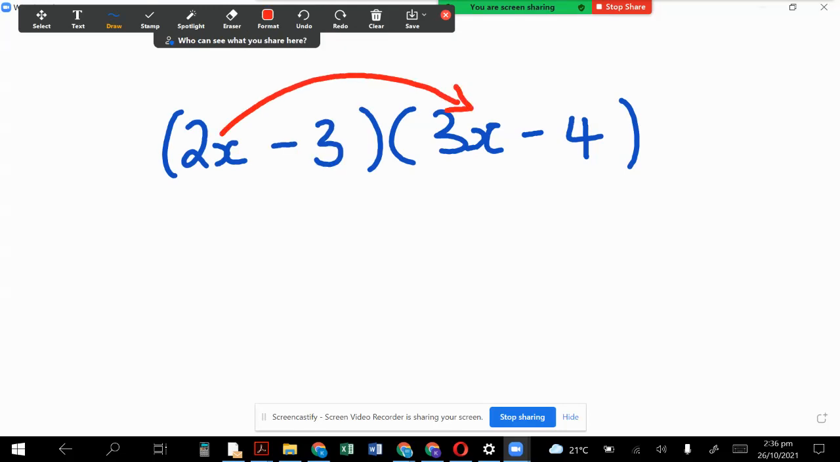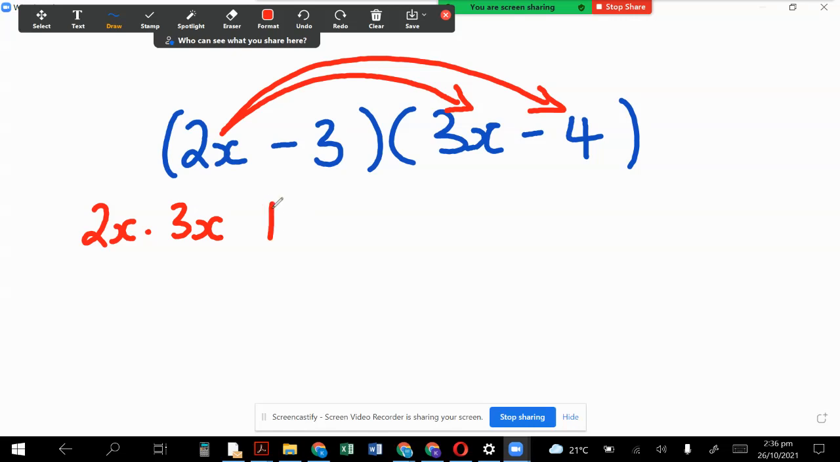So let's take 2x multiplied by the 3x first, then take the 2x and multiply it by negative 4. And I put a plus because there's a plus over here, plus 2x multiplied by negative 4, and I put it in a bracket just to show you that it's multiplying by the negative, because a times a positive is going to make it into a negative.